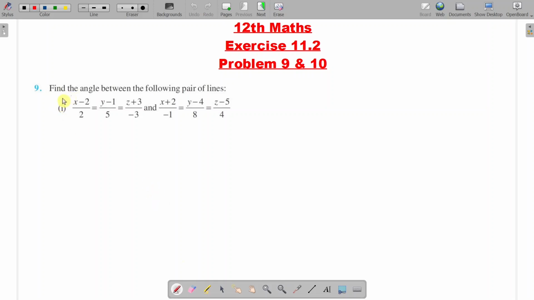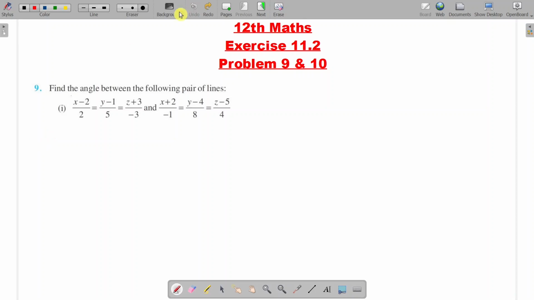Let us look at the ninth problem. Find the angle between the following pair of lines. First, (x minus 2) divided by 2 equal to (y minus 1) divided by 5 equal to (z plus 3) divided by minus 3, and (x plus 2) divided by minus 1 equal to (y minus 4) divided by 8 equal to (z minus 5) divided by 4. So what we have to do is find the angle between the two given lines. The given lines are in Cartesian form.